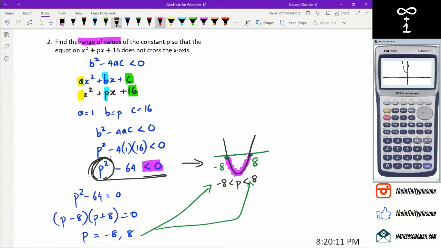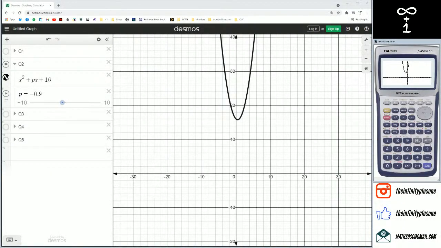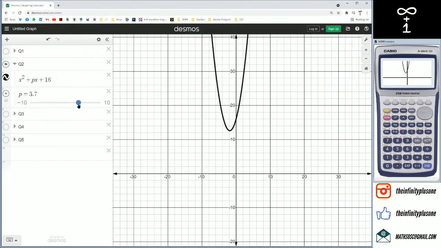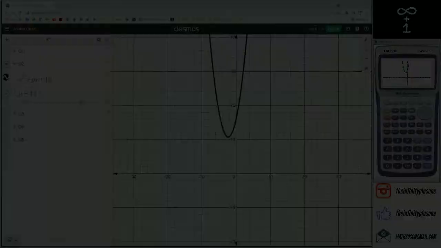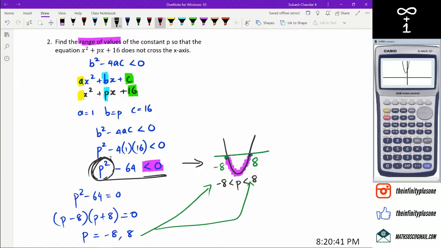Now, bear with me for a second because I'm going to switch screens and show you guys what it means to do it on Desmos itself. On Desmos, when I make p equal to a value, right now it's not crossing the x-axis. I think what we're trying to say is, going back to the original, the range of values for p so that this equation doesn't cross the x-axis. So if p is between -8 and +8, then it will not cross the x-axis.